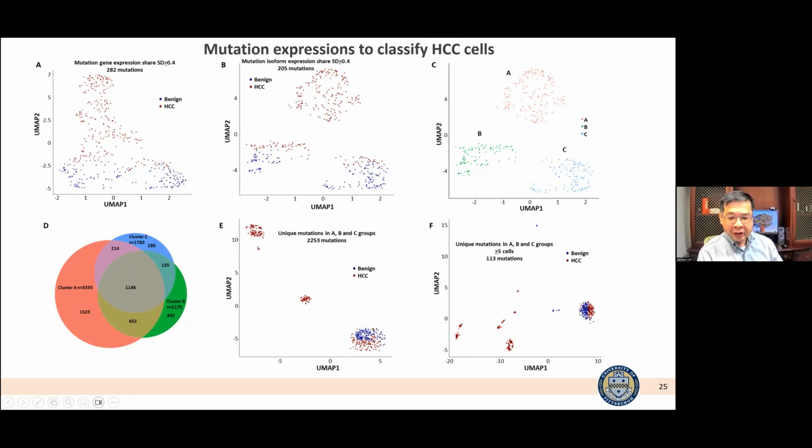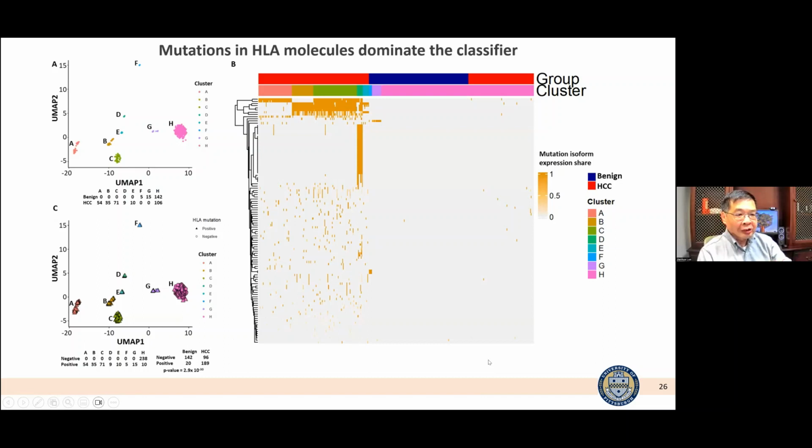Among these, six are uniquely cancer, and only one or two are a mixture of cancer and normal individuals. We then label these clusters with different names, A, B, C, D, E, F, G, H, and look at the expression of mutation isoforms in these groups.